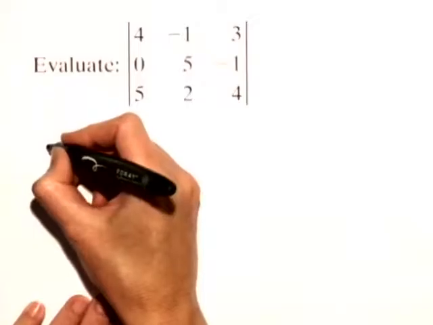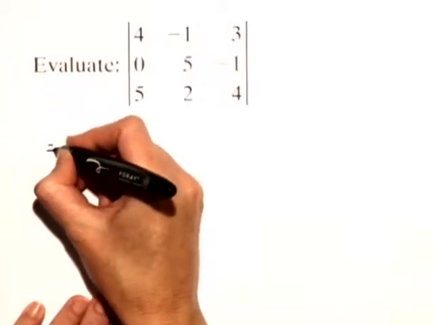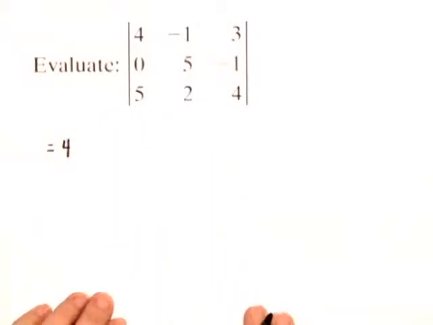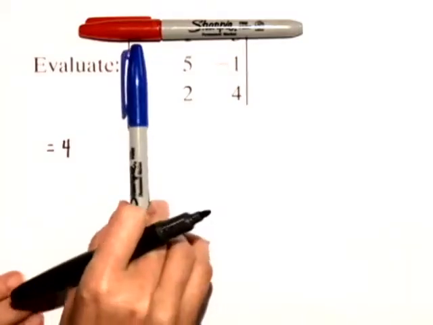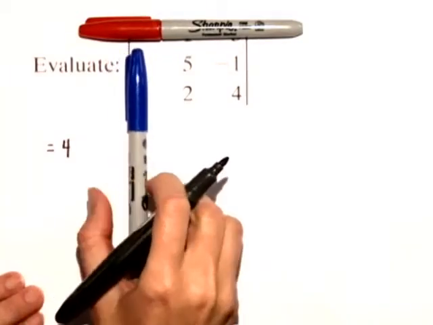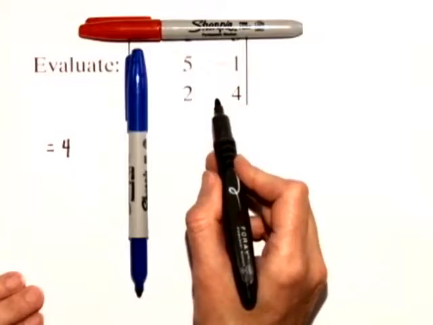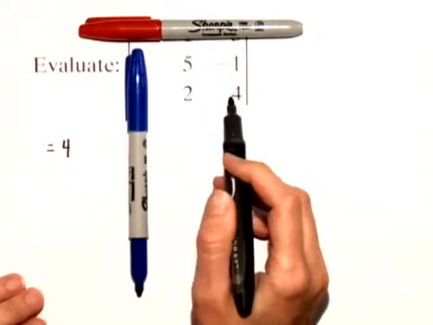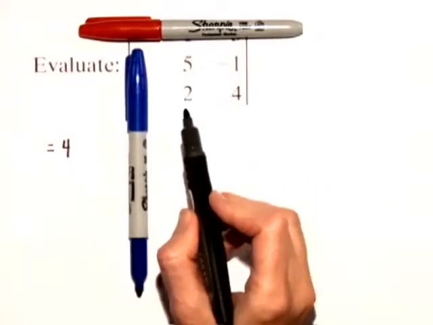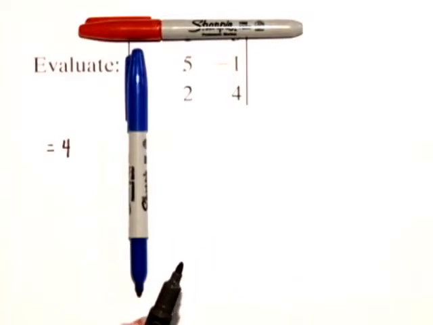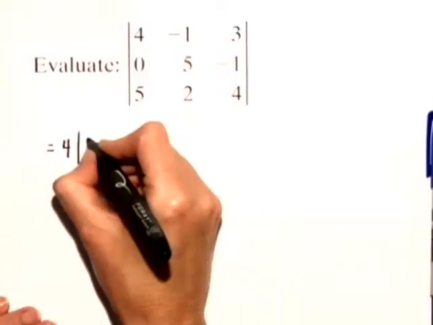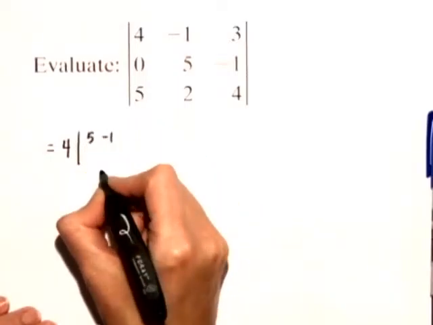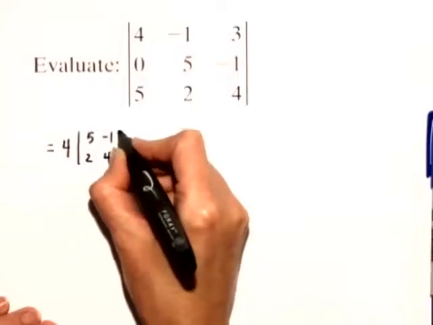And when we expand across the minors, what we're really doing is saying if we cross out the row that 4 is in, and we also cross out the column that 4 is in, we'll have a smaller 2 by 2 matrix left, or a determinant. And that will be what we multiply the 4 by. So we'll take the 4 and multiply it by the determinant 5, -1, 2, 4.